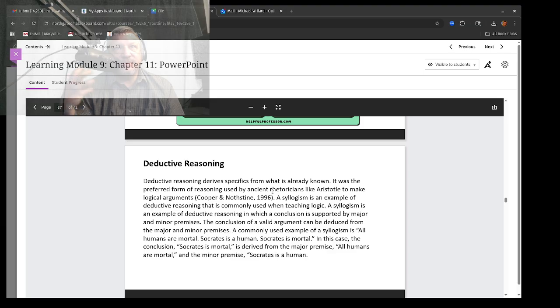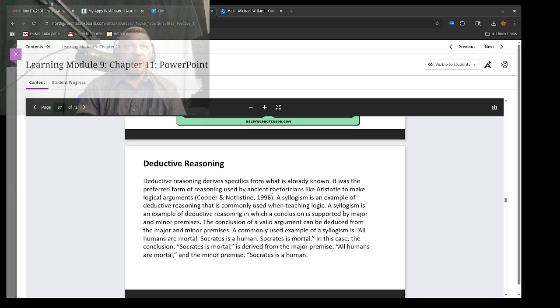The conclusion of a valid argument can be deduced, therefore, from those major and minor premises. So here's a way to walk through this one. A syllogism would be: all humans are mortal. Socrates is a human. Socrates is mortal. In this case, the conclusion, Socrates is mortal, is derived from the major premise that all humans are mortal, and therefore, because Socrates is human, then he is mortal.